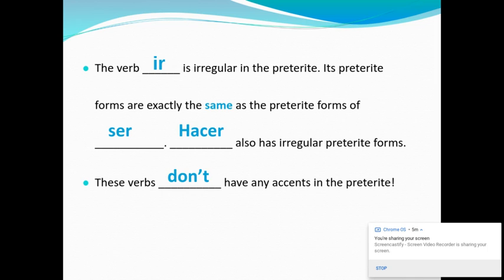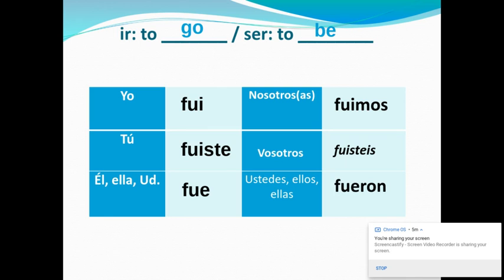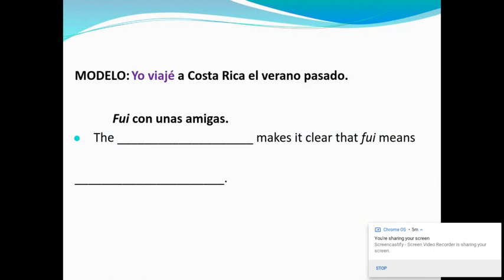Now I know all of you know ir in the preterite. Here we go. Ir to go, ser to be: fui, fuiste, fue, fuimos, fuisteis, and fueron. Ir and ser have the exact same conjugations. Don't ask me why, it is what it is. So the way to tell the difference between which verb is in a sentence, ir or ser, you have to look at the context.